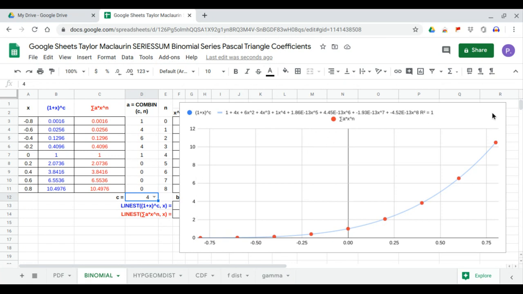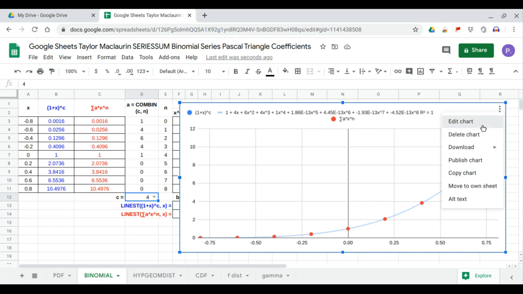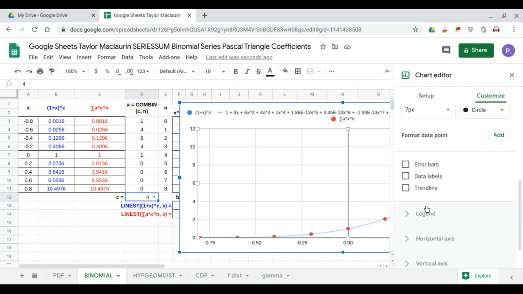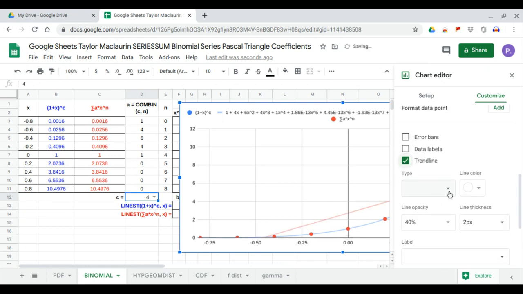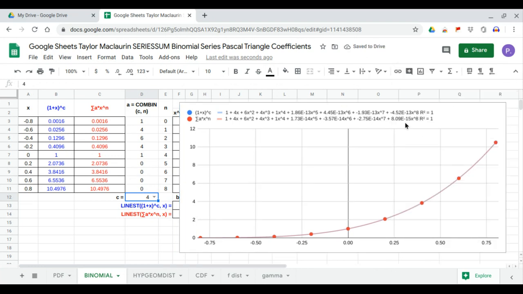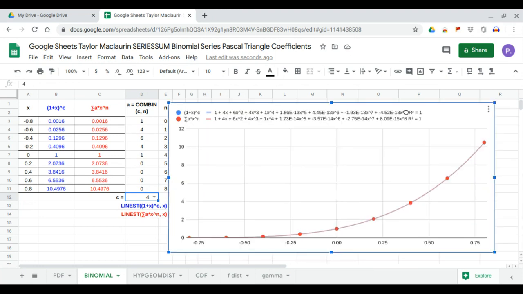Next, we generate the trend line of our expansion. We use the polynomial to the 8th degree. And we show the equation as well as the r squared. They do match. They don't match at the higher degree, but they are on the same line.